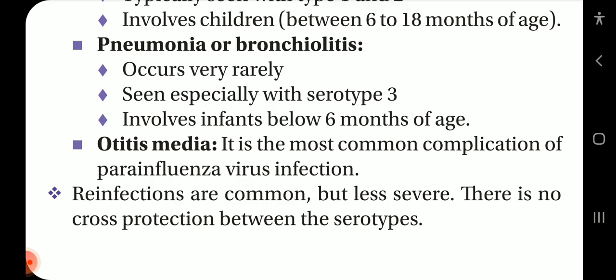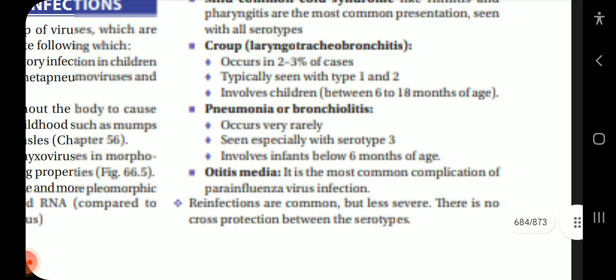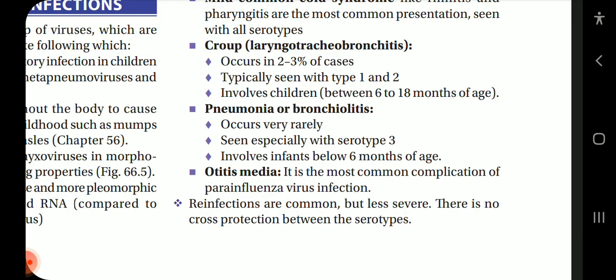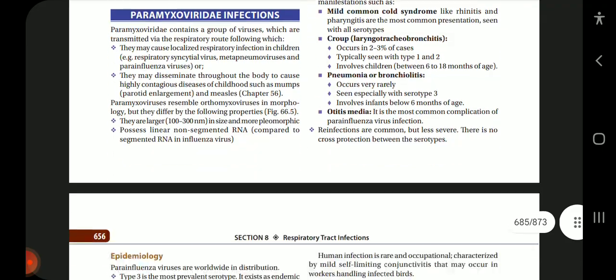Otitis media is the most common complication of parainfluenza virus infection. Reinfections are common but less severe. There is no cross protection between the serotypes.